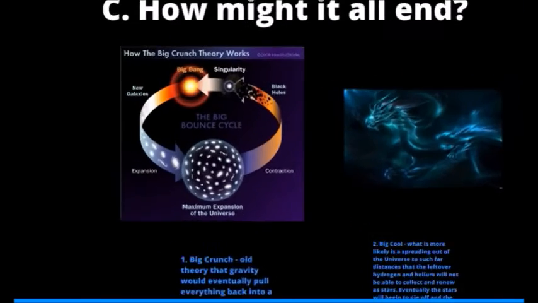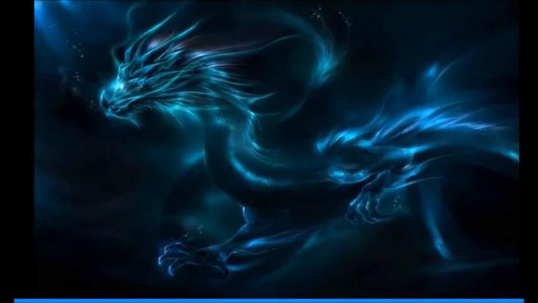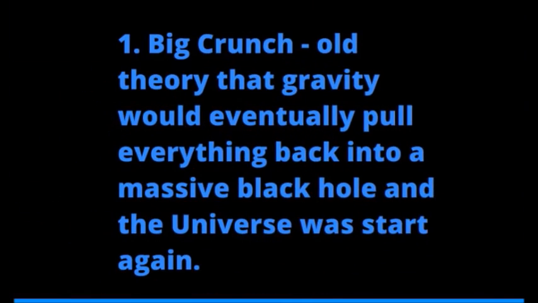There were two main ideas of how the universe might end. One of them was called the Big Crunch. We have definitely debunked this. We know that this cannot happen due to the mathematics that we've done and the new discoveries we have made with dark energy and dark matter. We are not talking about those in this class. I'm sorry.